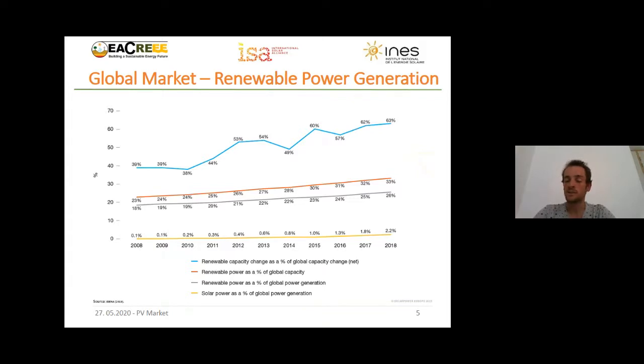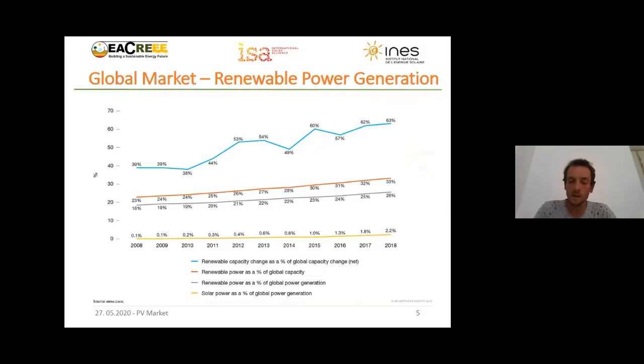Now, if we look at the energy production in 2018, if we look at the gray curve, then we have 26% of global power generation from renewable capacity. So the difference between the red curve and the gray curve is just that we go from power to energy. And most of the time, the fossil fuel power systems will produce more hours during the year than the renewable capacity.